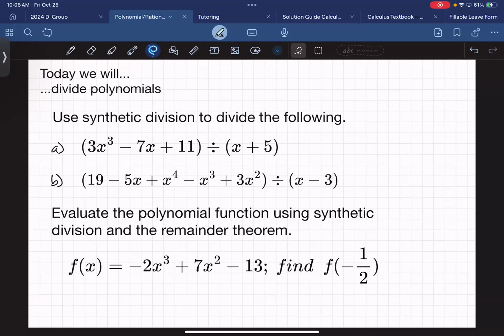With that said, I have 2 problems here where we do this division. When we're done with it, make sure we know how to identify the quotient and the remainder. The second problem says evaluate the polynomial function using synthetic division and the remainder theorem. So for all 3 of these, we better have some synthetic division.